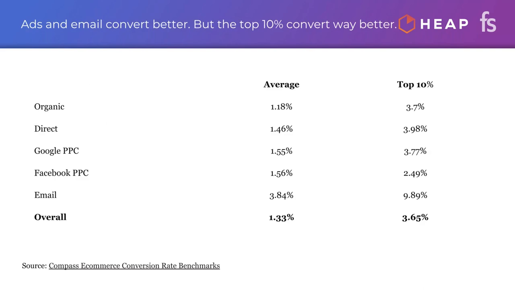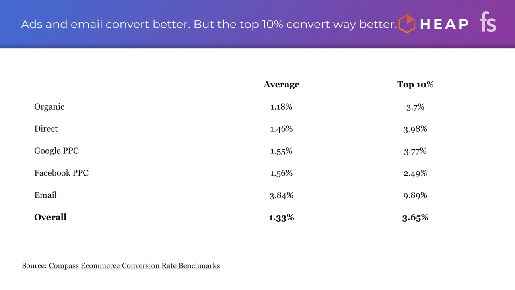And then, moving on, in terms of acquisition channels, this is also interesting. There are two stats. One is the average conversion rate by acquisition channel. The right-hand column is what the top 10% are actually getting from those same channels. I want to call out the delta between the average conversion rate. Email is by far the best converting channel across the board. But what's also interesting is that the top 10% are getting almost 4x out of email compared to their counterparts.